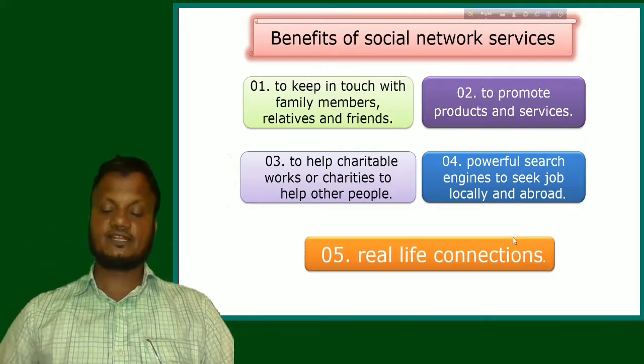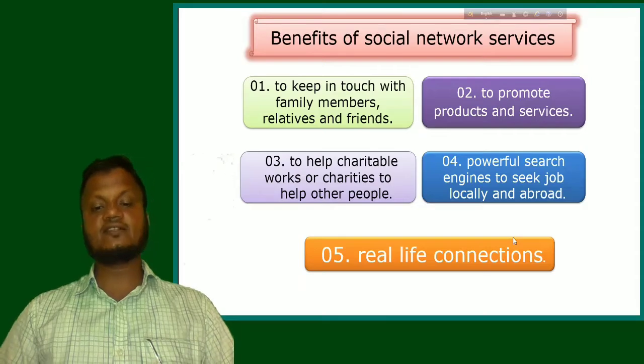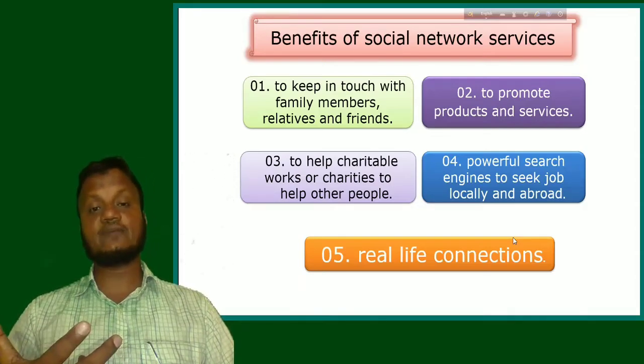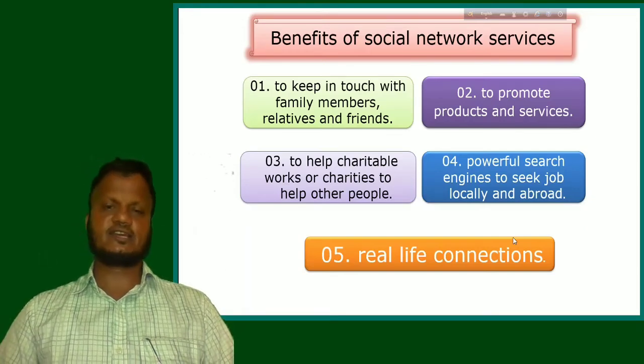Okay, then another is real life connection. We want to connect with each other in our real life, so real life connection is possible.